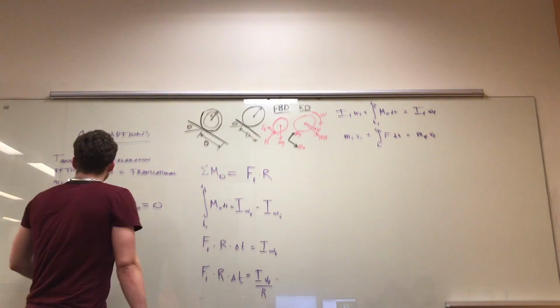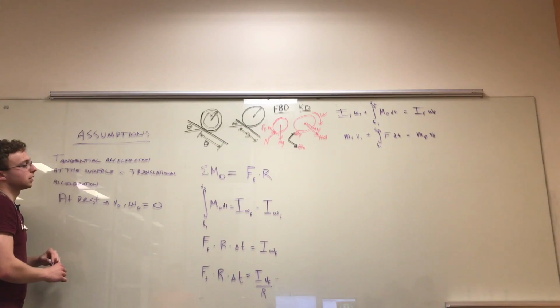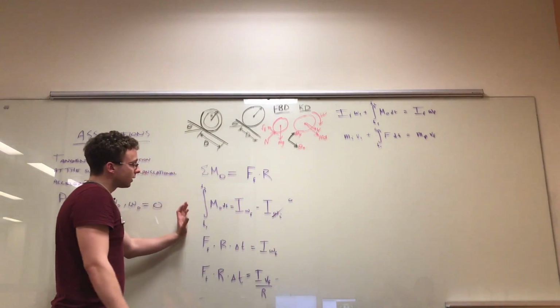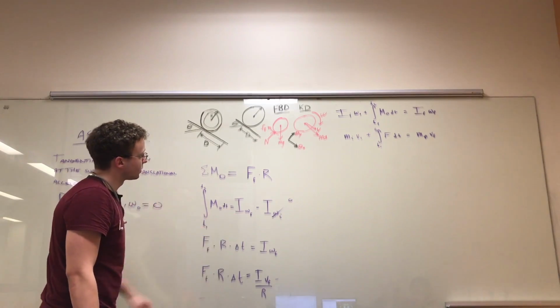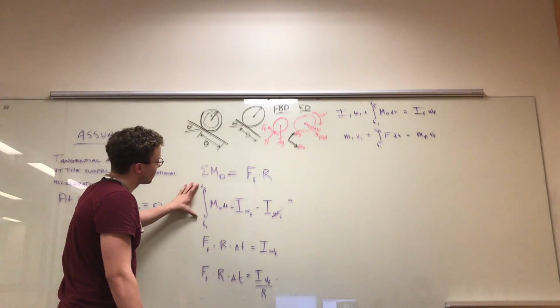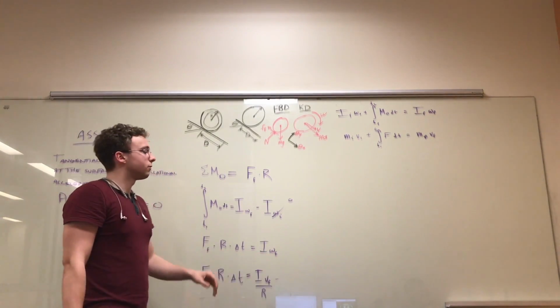Then we're going to integrate this. Due to our assumption that at rest, initial velocity and angular velocity are equal to 0, we can totally get rid of this altogether. That leaves us with these two equations as follows. When we integrate this, it just turns into our moment multiplied by the change in time, which is right here in the interval, and that is equal to our final value.